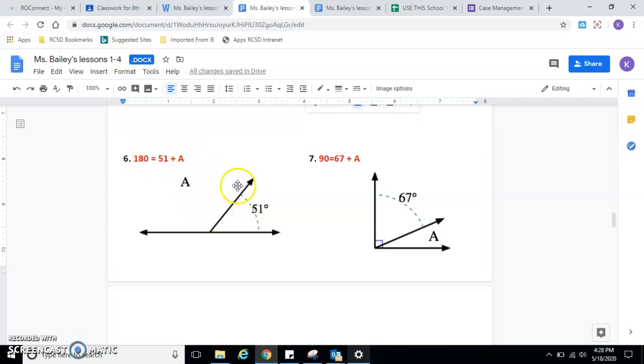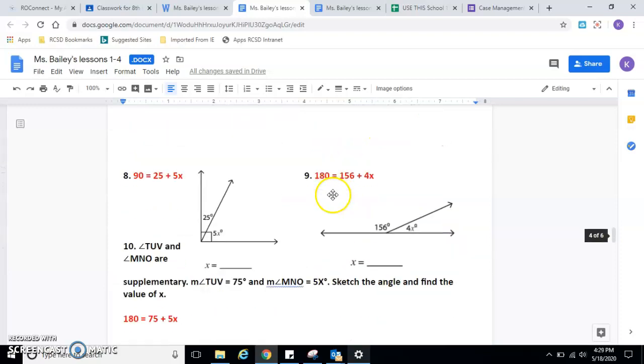We've got to find A. So again, this is a straight line. It's 180 degrees. 180 equals 51 plus A. Figure out what A is. Same thing with this one. I wrote you an equation here to help you. This is 90 degrees plus 67 plus this A. We'll get you to 90. Find out what A is.